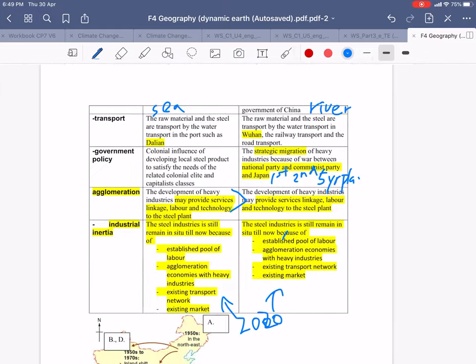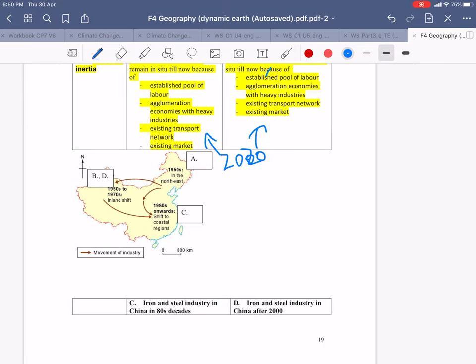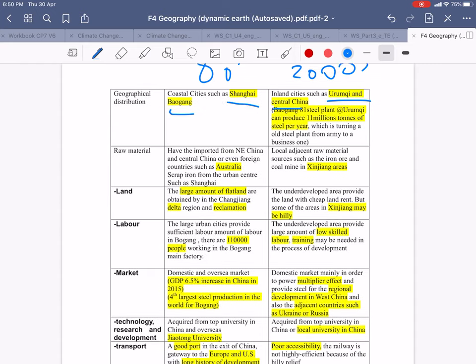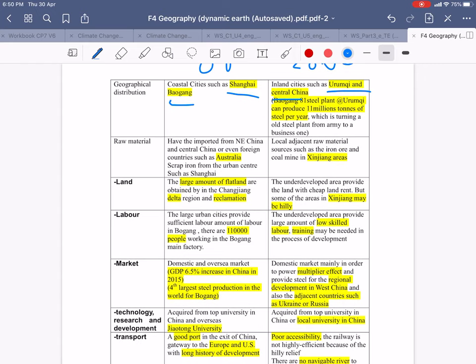How about next one? Next one we will talk about the 80 decades and also the 00 decades. Sorry for the editing. Okay. So 80 decades mostly is in the Shanghai and Baogang, and 2000 mainly in the Urumqi and central China. Okay, what's the raw material? Raw material from Baogang is mainly from Australia. Okay, how about the land? Land can be done by reclamation.